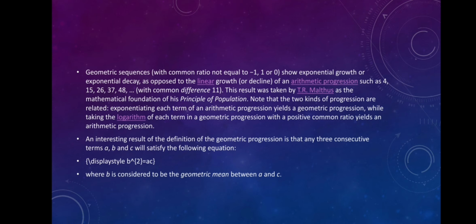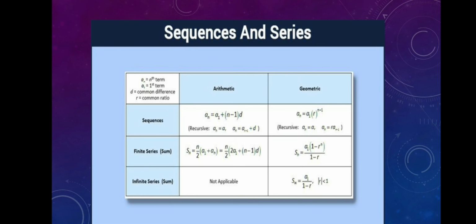An interesting result of the definition of a geometric progression is that any three consecutive terms a, b, c will satisfy the equation b squared equals ac, where b is considered the geometric mean between a and c. These are some of the formulas of sequence and series. It differentiates between arithmetic and geometric, and is categorized into three categories: sequence, finite series or sum, and infinite series or sum. And here are the formulas.